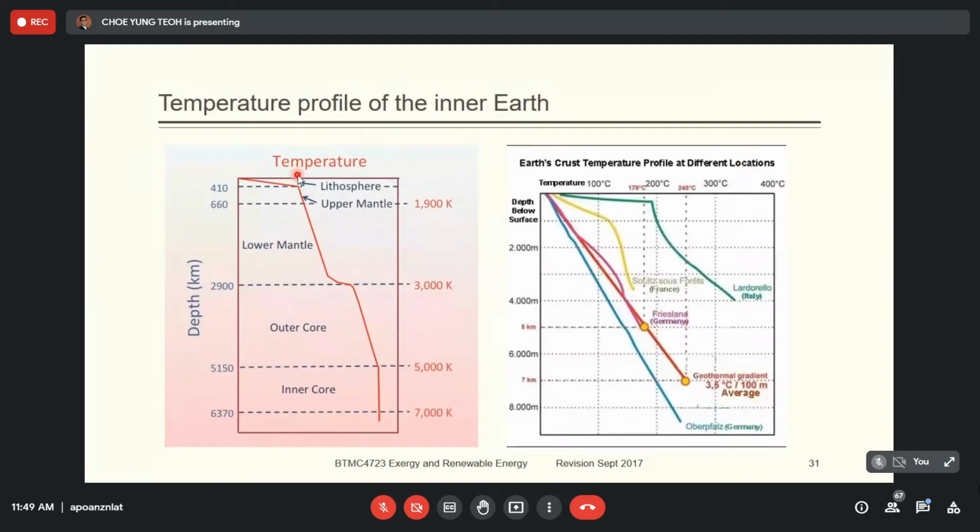So these are the temperature profile of the inner Earth. I think we discussed this before. I think we showed you before. So we are always in the first layer only, the lithosphere only.